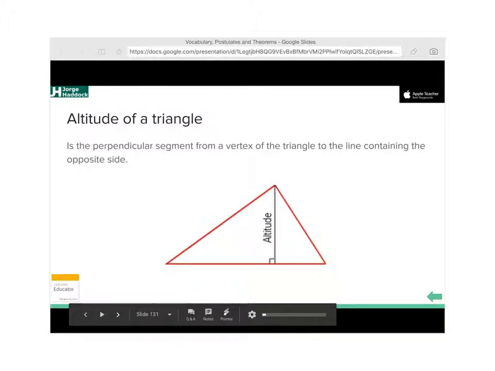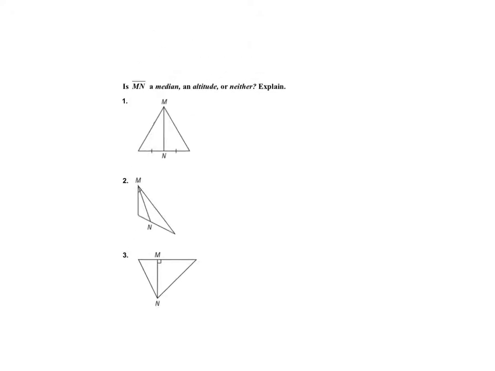And the altitude of a triangle is the perpendicular segment from a vertex of the triangle to the line containing the opposite side. So it's a segment that goes from this vertex and is perpendicular to the opposite side. So this one is asking us to determine if the line is a median, altitude, or neither, right?